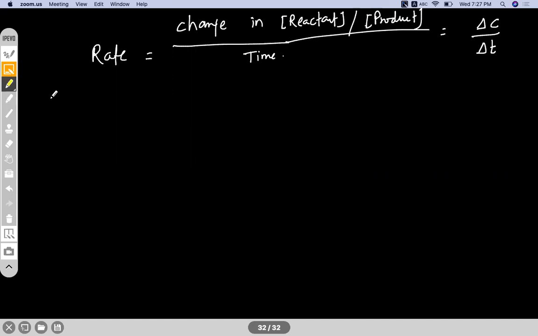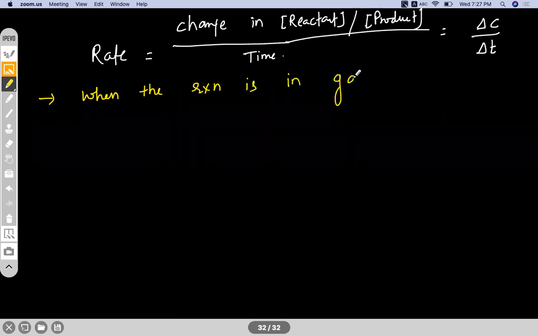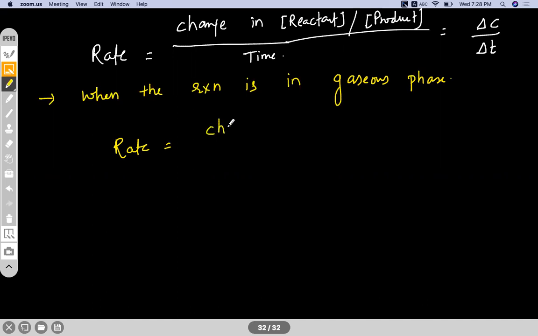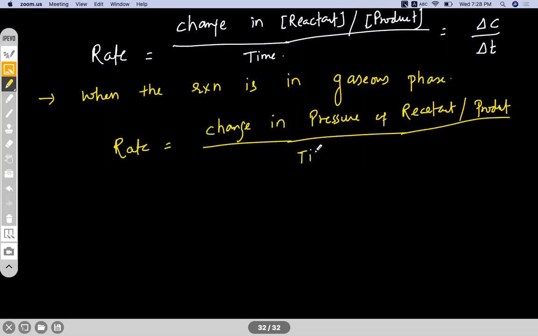Right? When the reaction is given in gaseous phase, then instead of concentration we will take the pressure. Okay. So rate in this case would be the change in pressure of reactant or product divided by the time required to produce this change. This is how we define the rate of a reaction.